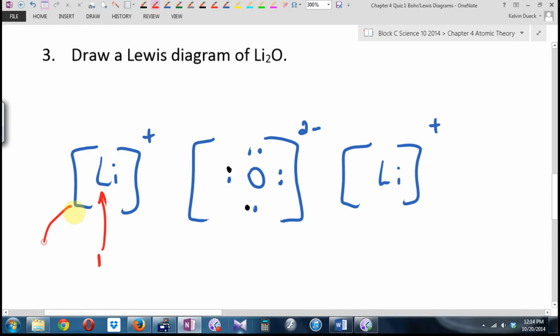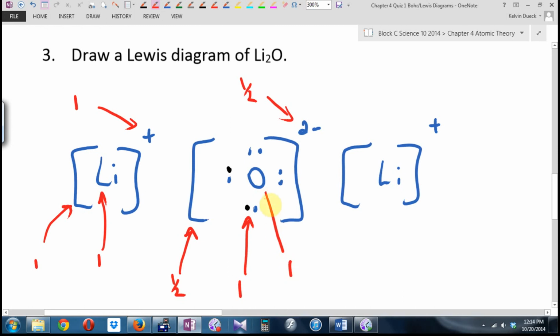1 mark for the symbol, 1 mark for the bracket, 1 mark for the ion charge. 1 mark for the full valence shell, half mark for the bracket, half mark for the ion charge, and 1 mark for the symbol. Is that 6? 1, 2, 3, 4, 5, 6. If you're missing a lithium, you lose an entire mark.